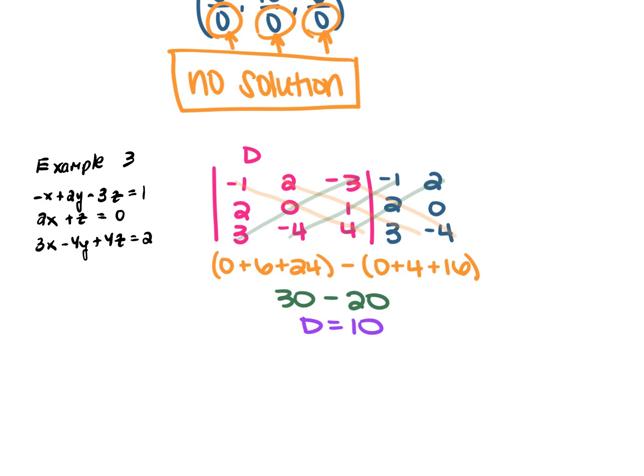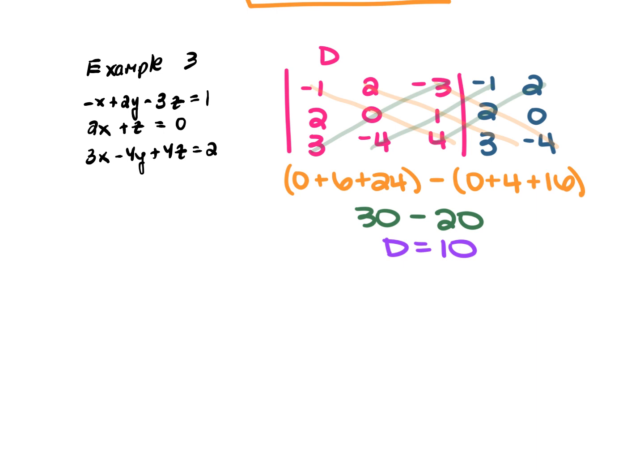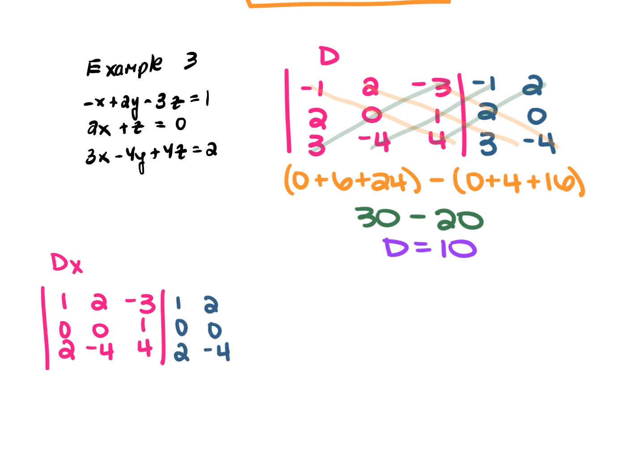We're going to find D sub x, D sub y, and D sub z. So to find D sub x, replace your x values with your answers. So it's going to be 1, 0, 2. Everything else is going to stay. So 2, 0, negative 4, negative 3, 1, 4. Rewrite your first two columns. So 1, 0, 2, and 2, 0, negative 4.